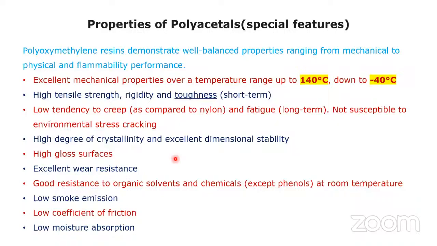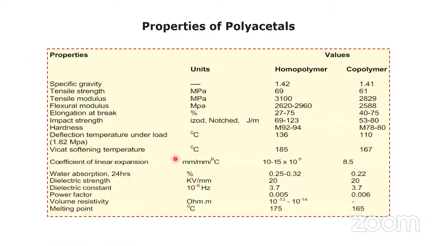Okay. So it is also having good resistance to organic solvents and chemicals at room temperature. Then low smoke emission and low coefficient of friction, correct? So generally it has been used in applications where friction is there. Those applications generally require this kind of materials. It is having low moisture absorption. Okay, these are nothing but the special features, or you can say the properties, of your polyacetals.